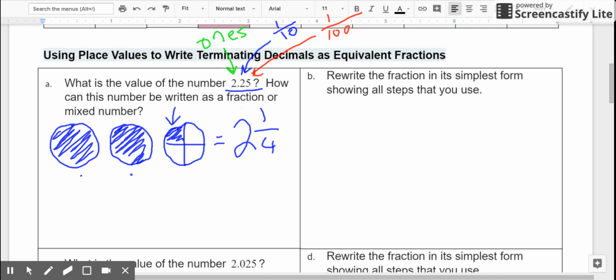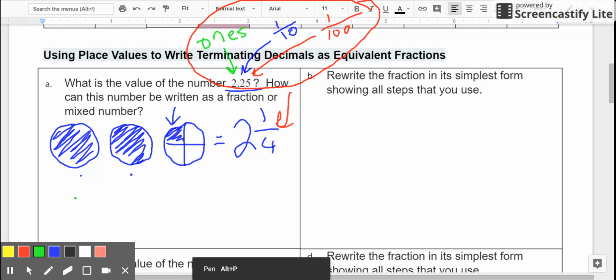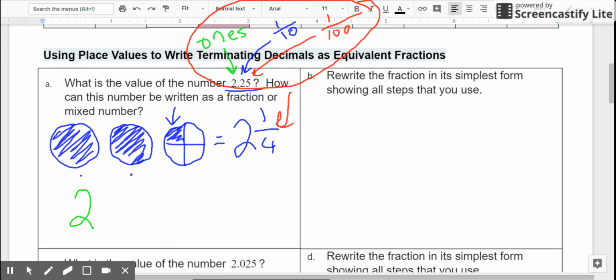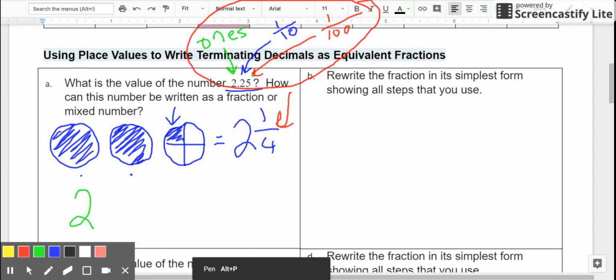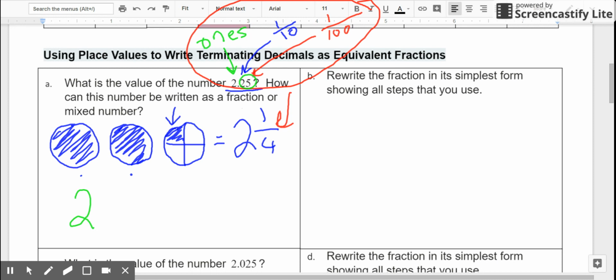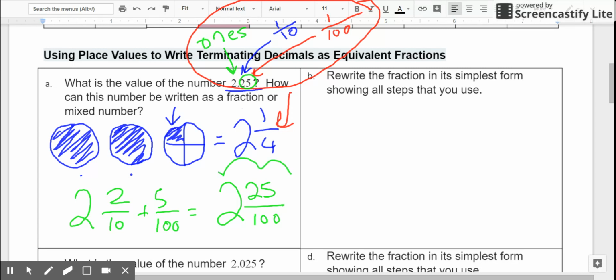So if I were to write this as a mixed number, but without simplifying, I know that I've got 2 in my ones column, so that's going to be a 2. And then I've got 25 hundredths, right? Because I could think of that as either 2 tenths plus 5 hundredths, or I could just look at those as 25 hundredths. All right. Jumping to 2 25 hundredths is a strategy that we are going to use all throughout today's lesson.